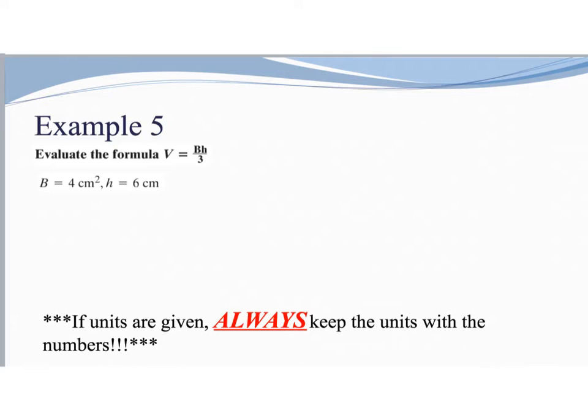Now for example 5, we are given a formula for volume. It says BH divided by 3, or base times height divided by 3. And then I'm told that B is 4 square centimeters and H is 6 centimeters.